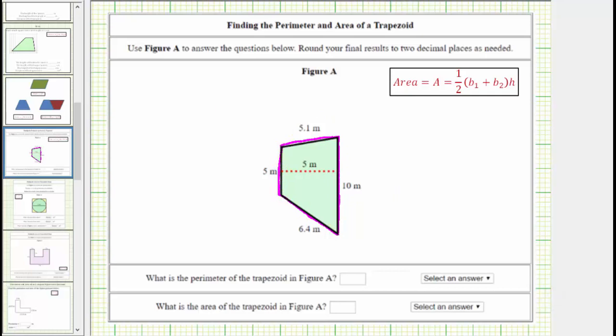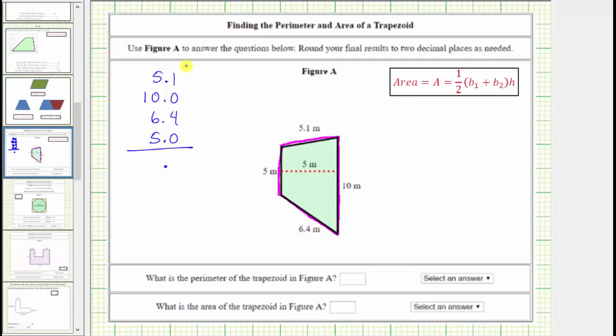Let's find this sum vertically. So we have 5.1 plus 10, which we'll write as 10.0, so all the place values line up nicely. Plus 6.4 plus 5, which we'll write as 5.0. Bring the decimal down to the sum.